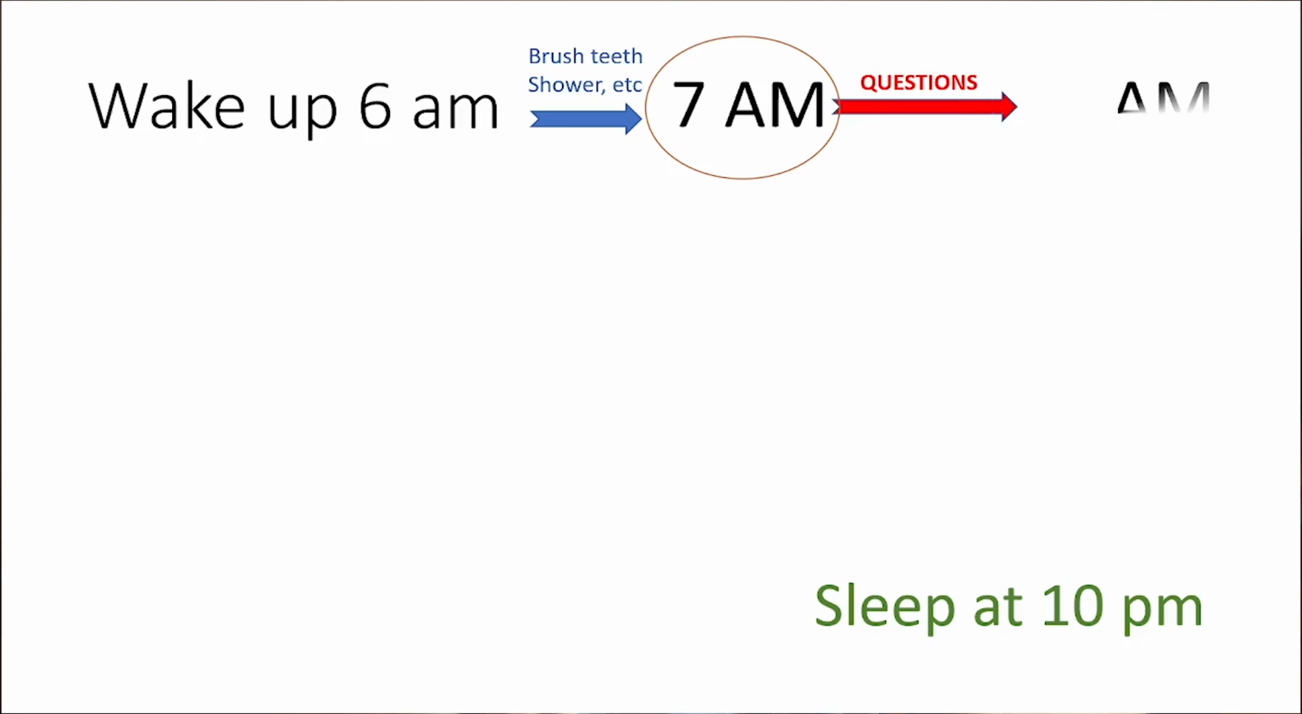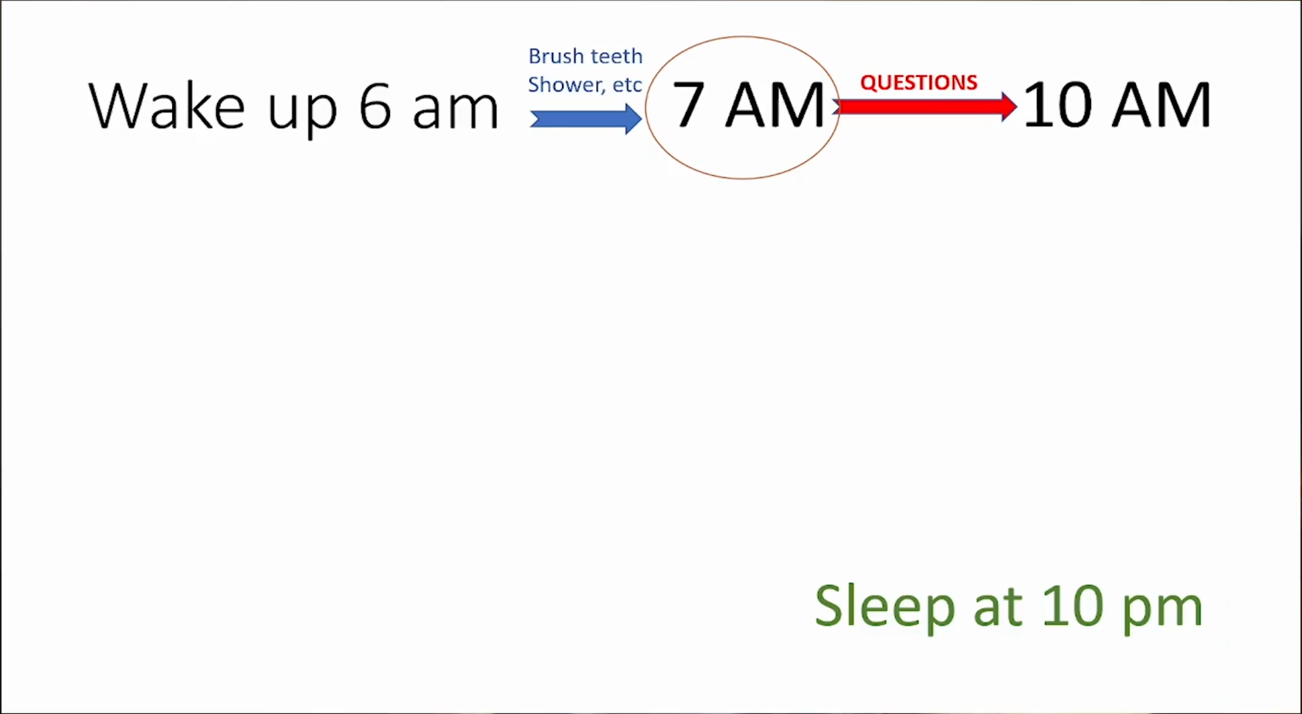You have from 7 to 10. You have a 3-hour block of studying, super focused. You don't have anything to do except studying. Of course, guys, this schedule is gonna be very, very hard in the beginning, but by the time you get used to it, you're gonna be more productive and more focused at these times I'm talking about. So from 7 a.m. to 10 a.m.